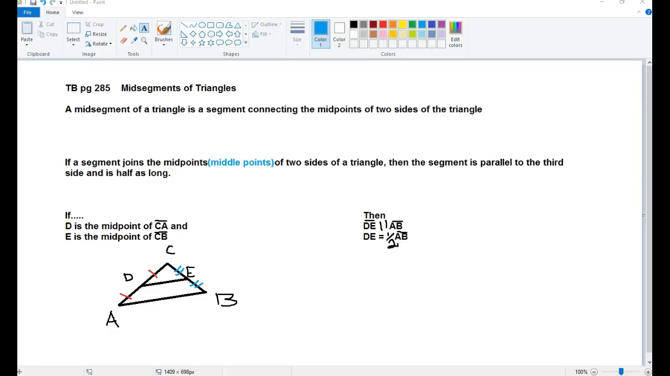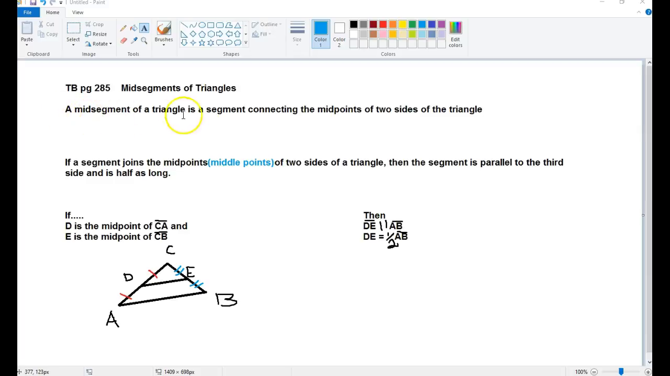Hey guys, we're going to start chapter 5, which starts on page 285. This is the last chapter we have for semester 1 and in unit 2. So the first part of chapter 5 starts with mid-segments.